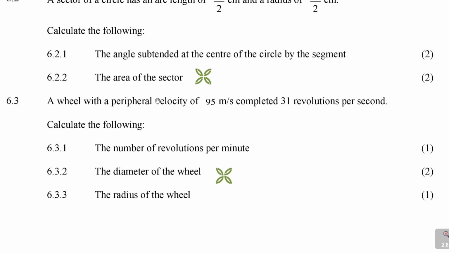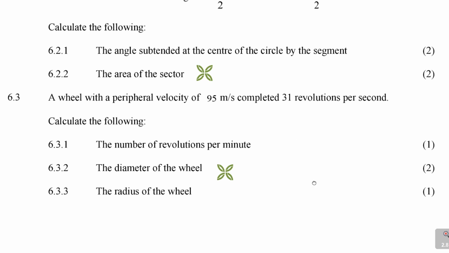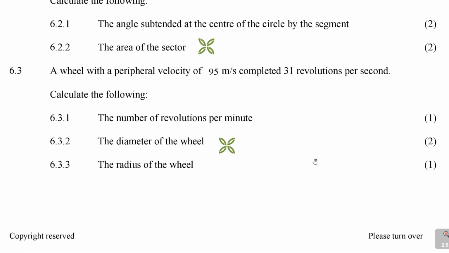Then 6.3 again. A wheel with a peripheral velocity of this completed this revolutions per second. Calculate the revolutions. What do you say of 6.3? I'm fine on my side as well with that. Okay. Anu? I'm good. Good. All right.